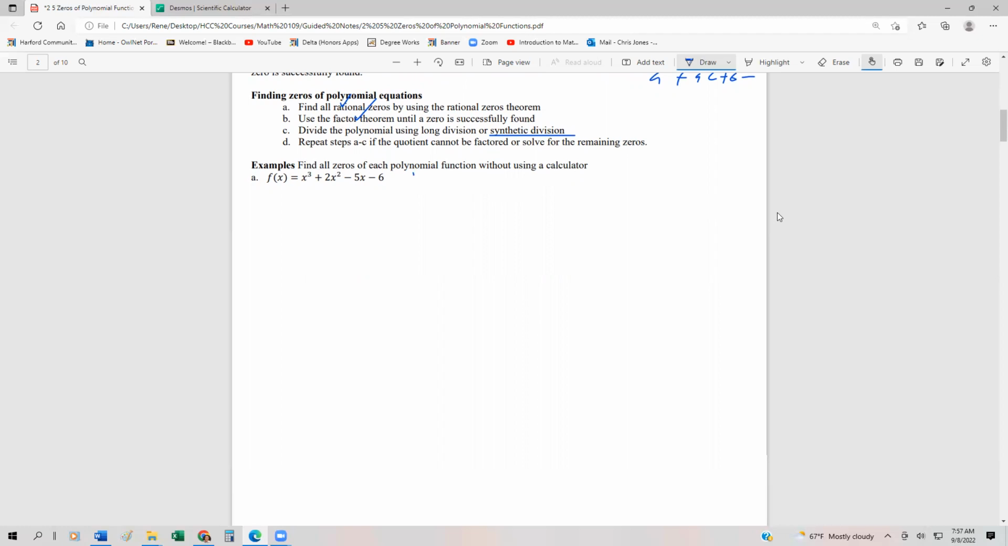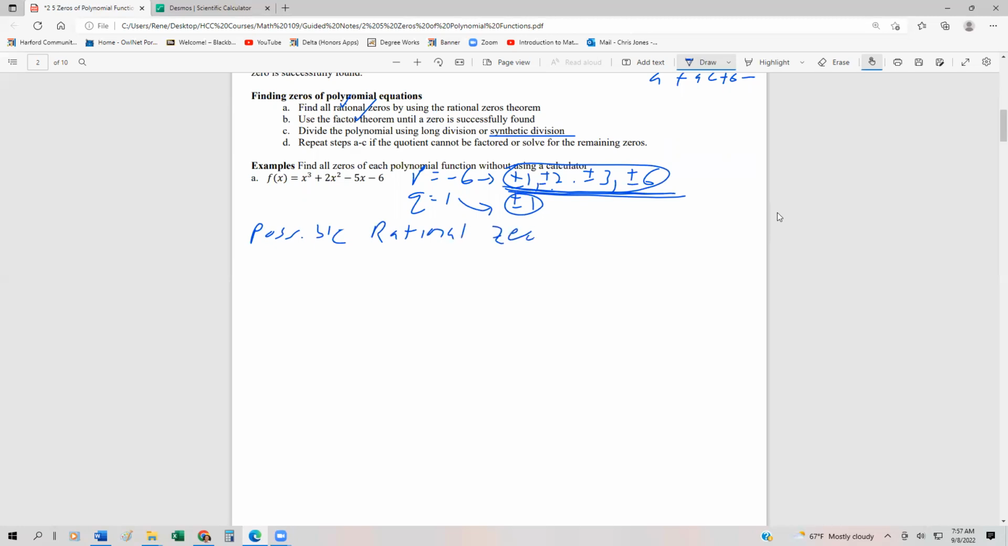We know that p in this case is going to be -6 and q is going to be 1. The factors of 6 are plus minus 1, plus minus 2, plus minus 3, plus minus 6, and the factors of 1 are plus minus 1. The good news is whenever q is 1, we just use the original factors of p, because we take p divided by q. So the possible rational zeros will be plus minus 1, plus minus 2, plus minus 3, and plus minus 6.